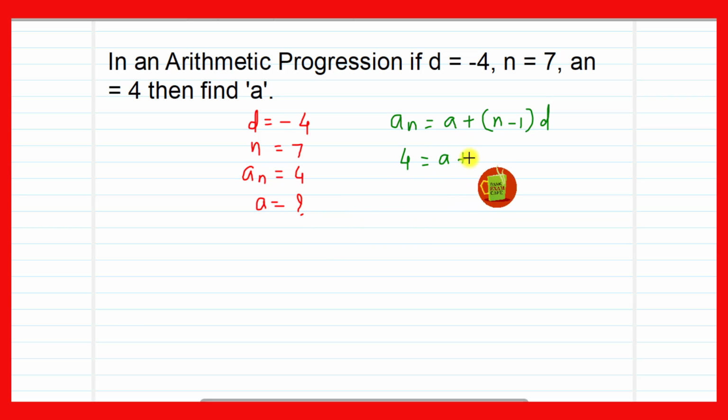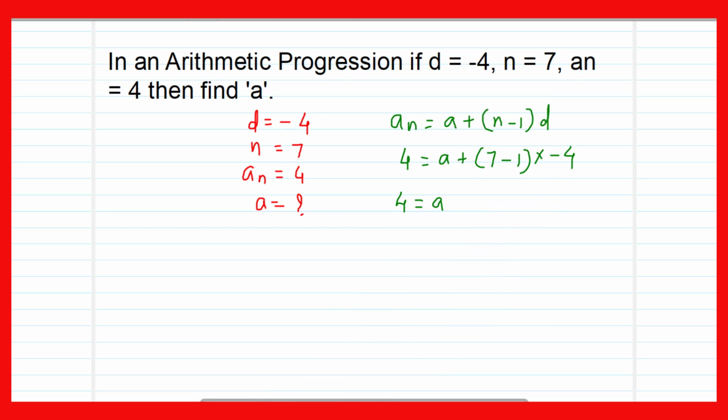So a will be as it is, into n minus 1, that is 7 minus 1, into D, which is minus 4. The value of D is minus 4. Now solve this linear equation. So 4 is equal to a plus 7 minus 4.